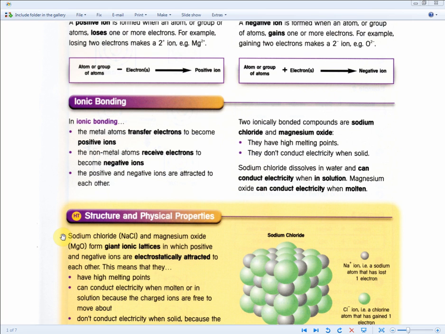So you write, sodium chloride forms giant ionic lattices in which positive and negative ions are electrostatically attracted to each other. And this will actually get you the 2 marks, because the 2 marks are coming from the giant ionic lattices and the electrostatically attracted part. So write all this to get your 2 marks.